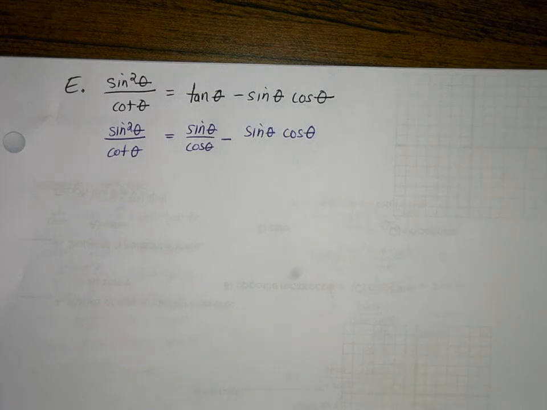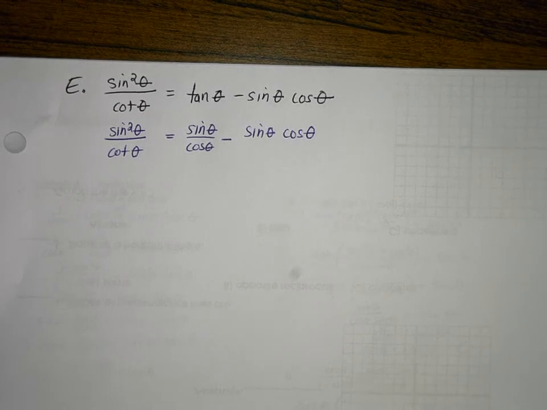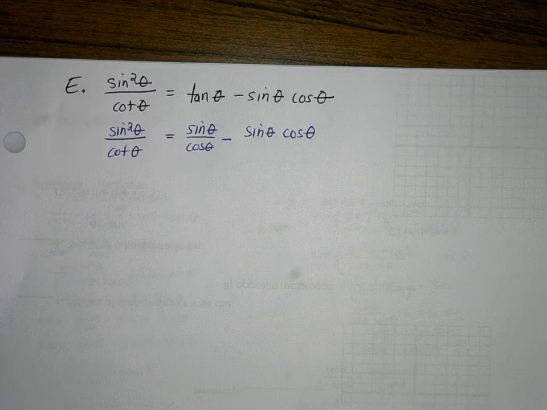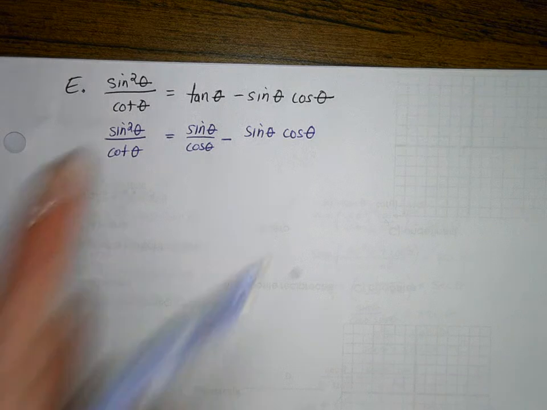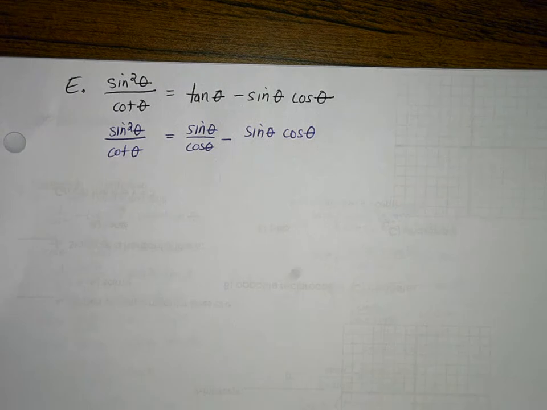Someone help her. Any thoughts on what we might want to do next? Just a question. How many quantities do I have right now? 2. Eventually I need what? 1. I need this stuff all to go together into one fraction. How would I make that happen? Common denominator. Very nice, Karina. What is my common denominator going to be?